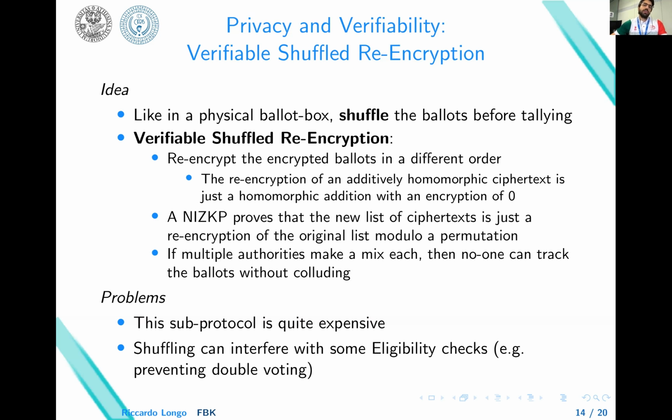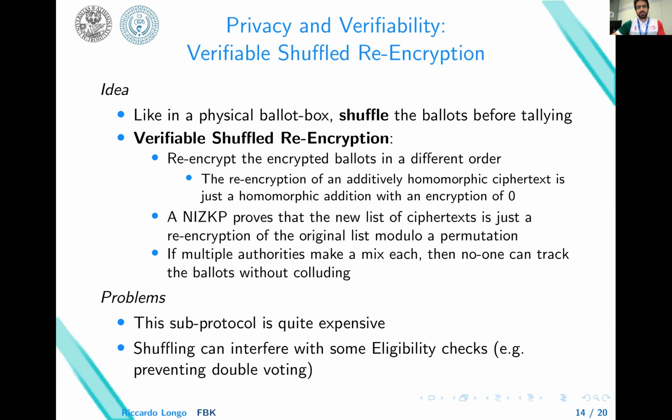The basic idea of one of the most efficient ones is that if you permute the roots of a polynomial, you obtain the same polynomial. And from this basic idea, with a lot of intermediate steps, they can prove that indeed the new encryptions are just a permutation and re-encryption of the old ones.